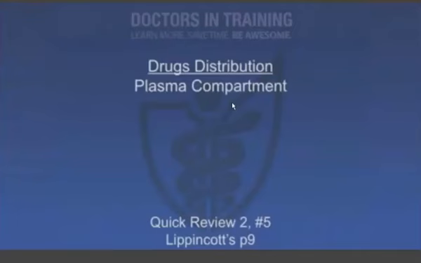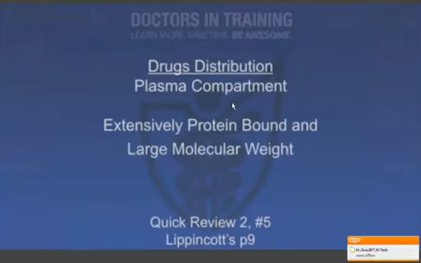Number 5, compare the characteristics of drugs that distribute just into plasma rather than into the extracellular fluid or total body water. Drugs that have a volume of distribution that's just plasma are drugs that are either extensively protein bound or are a very large molecular weight, or of course any combination of those two. Extensively protein bound drugs and drugs with a large molecular weight can't really get to all of the body water compartments in your body. They're just going to stay in the plasma.